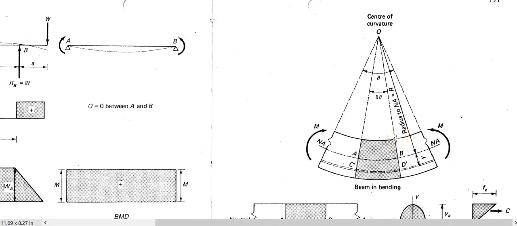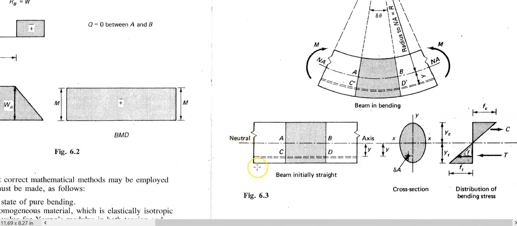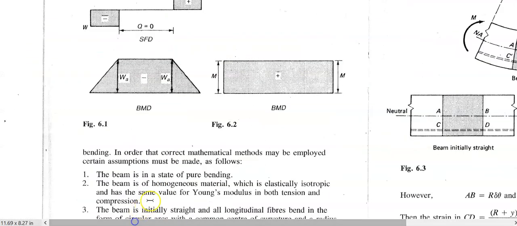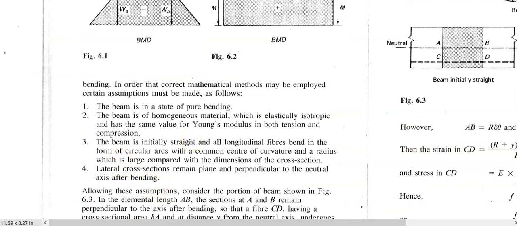And of course, you can think for yourself, because that curvature of bending there is so slight, that radius of curvature is massive compared to the dimensions of the beam. And when I say dimensions of the beam, I talk about B and D, the dimensions there. So let me go back to my note. It says the beam is initially straight and all long fibers bend in the form of circular arcs with a common center of curvature O and a radius which is large. Why is it large? Because the bending is so slight you can hardly see it with your eye, compared with the dimensions of the cross section B and D.